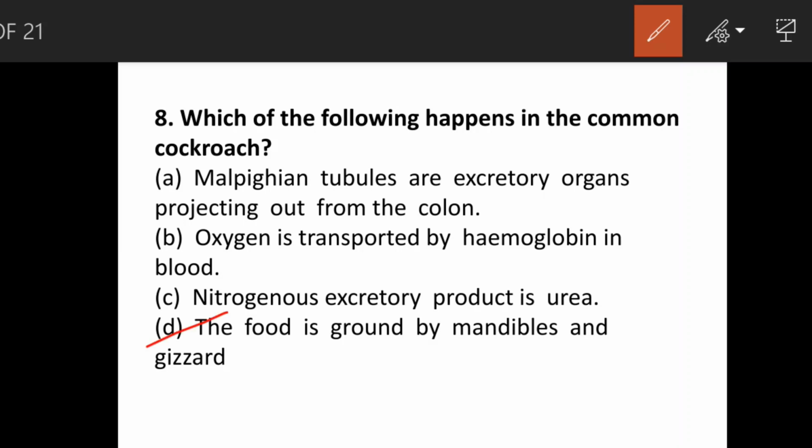So the right answer is option D. As I told you in previous question, gizzard and mandible are both important for grinding the food. Nitrogenous waste is not urea, oxygen is not transported by hemoglobin, and Malpighian tubules are not projecting out of the colon.